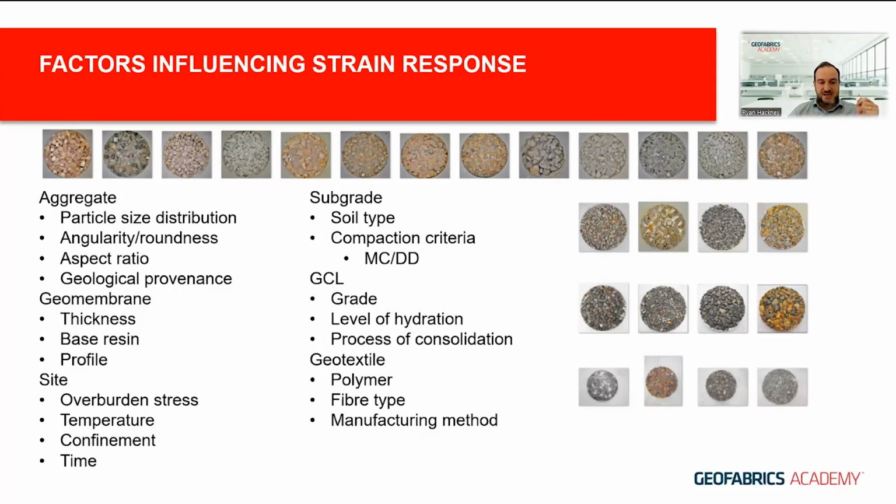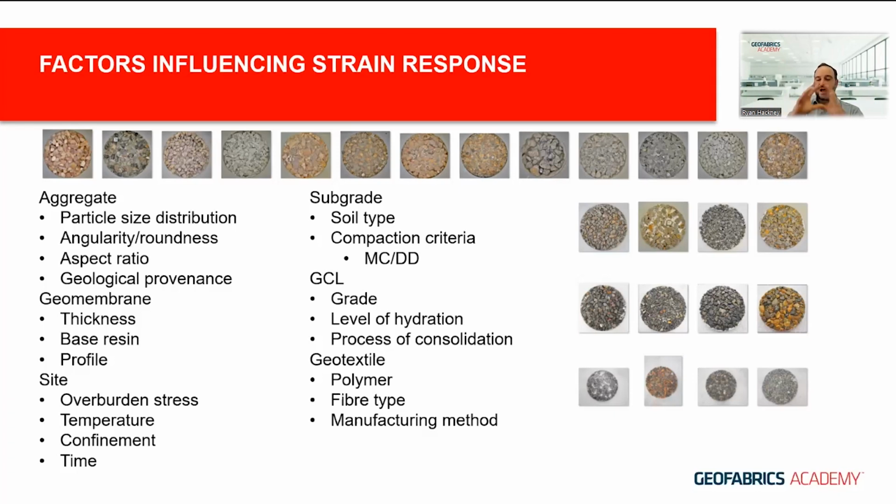the site conditions, the level of stress that we're imposing on the system, the temperature, whether the site's confined, the amount of time that we apply the stress. The subgrade type can influence, so the soil type, the compaction criteria, whether it's moist, whether it's dry, whether it's dense, whether it's less dense. The GCL, the grade of GCL, its level of hydration, and the process by which we hydrate it under stress can impact how stiff that bentonite is. And then the geotextile, as I mentioned earlier, there's the polymer, the fiber type, the manufacturing method. So you look at all these different factors, there's a huge range of outcomes here.